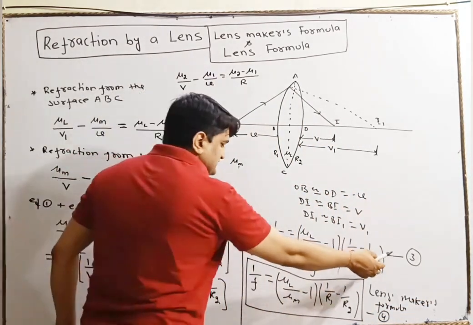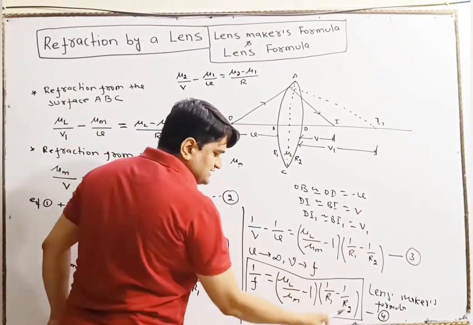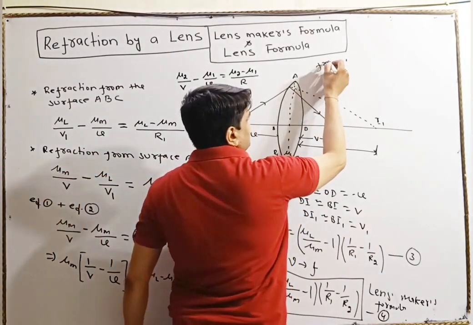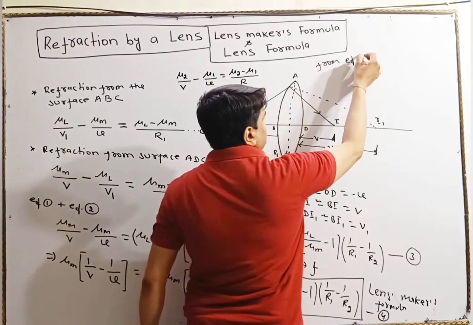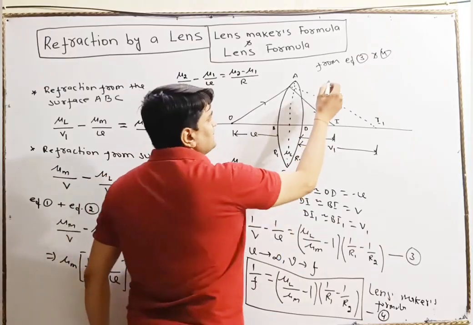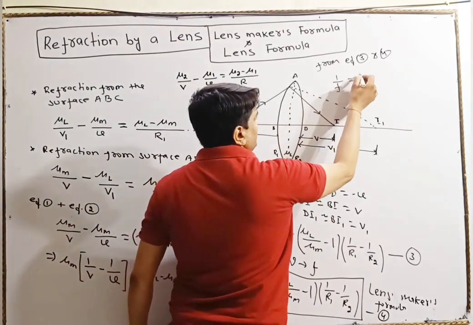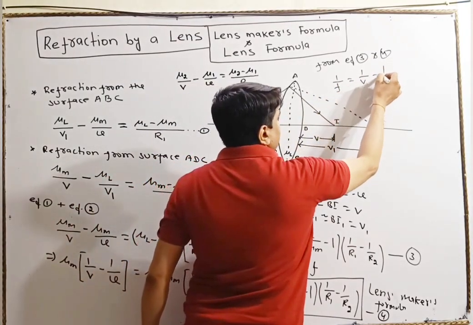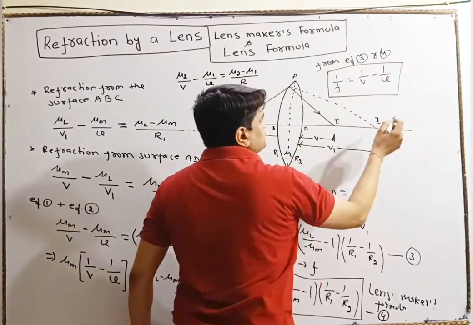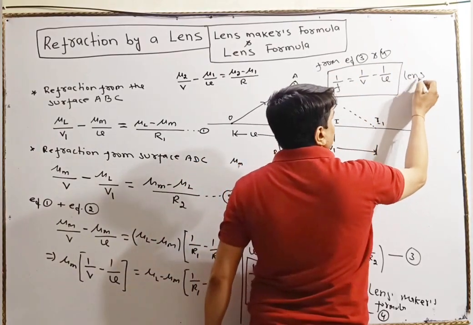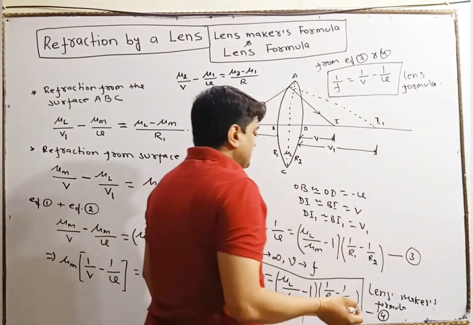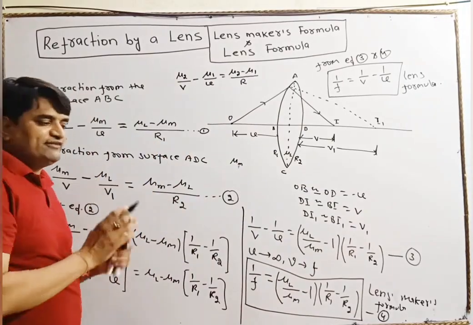Now from equation 3 and equation 4, the right hand side is equal, so the left side will be equal, and it comes 1 upon F equal to 1 upon V minus 1 upon U. This is called the lens formula, and this is the whole derivation.